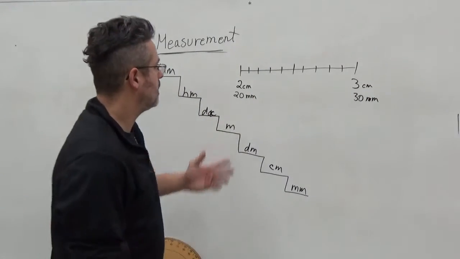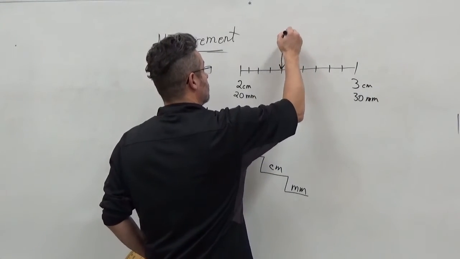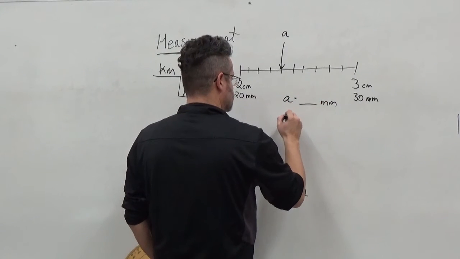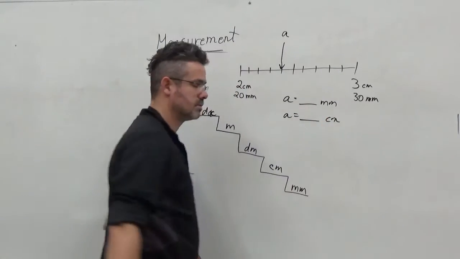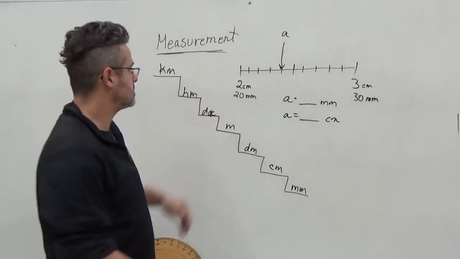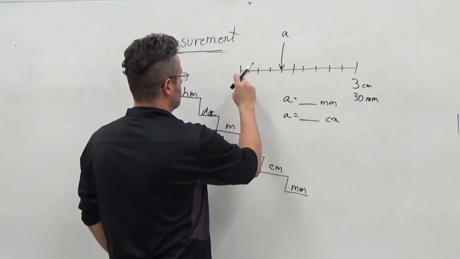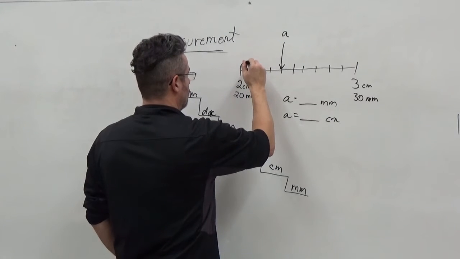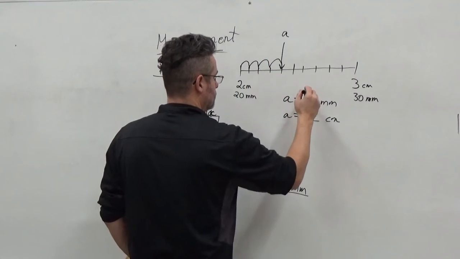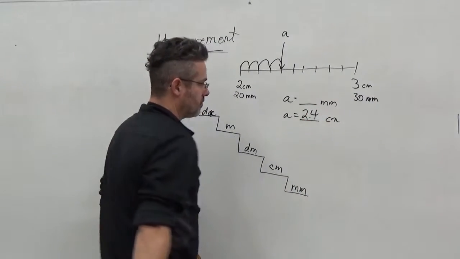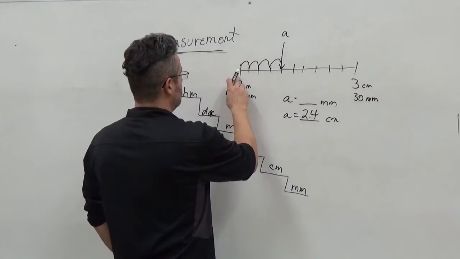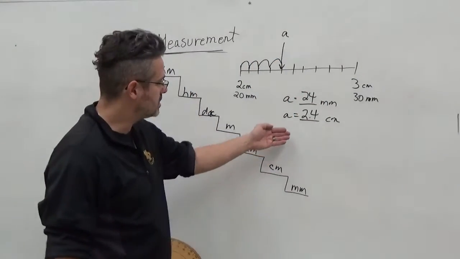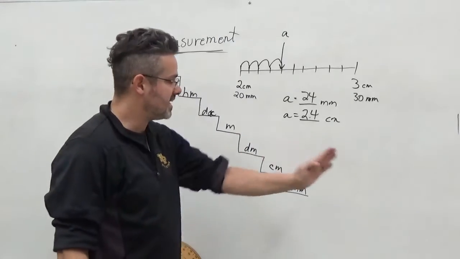Okay? And so if I was to choose a point like this and say, well, what is A in millimeters and what is A in centimeters? Well, I can say that this is 2 centimeters. So this is 2.1, 2.2, 2.3, 2.4 centimeters, or if this is 20, well, 21, 22, 23, 24. And you should always notice that they're the exact same number, the decimal is just moved.